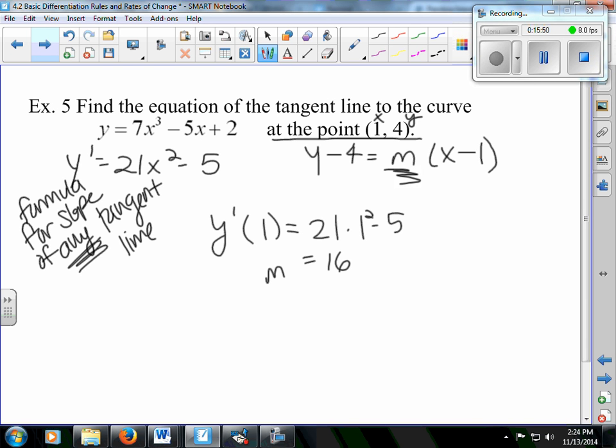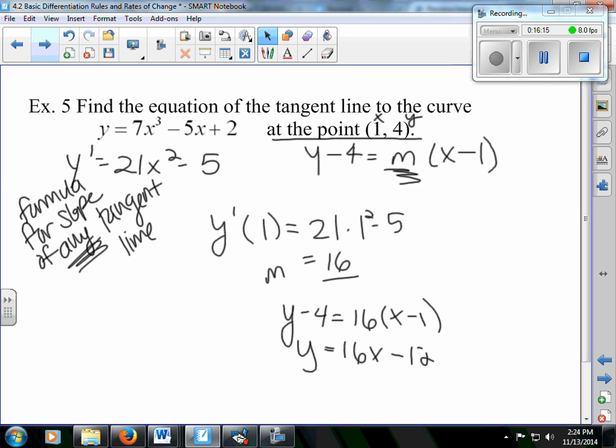M is not 21x squared minus 5. That's a parabola. If I plug a quadratic in for m, I no longer have a line. M is constant. It is 16 at this spot in particular. So your answer is y minus 4 equals 16 times x minus 1. So y equals 16x minus 16 plus 4, which is 16x minus 12.